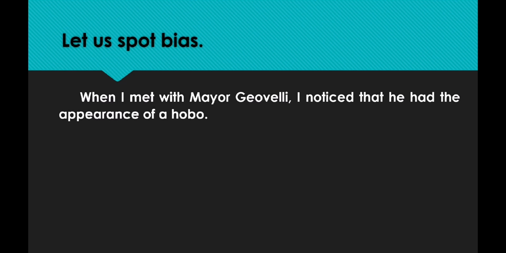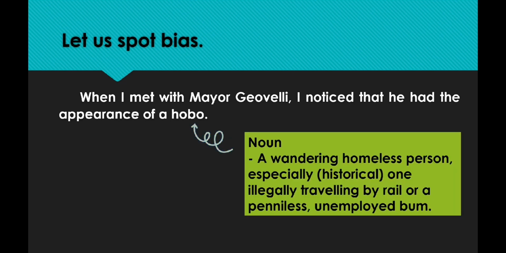Okay, so medyo mahaba yung paragraph kanina. Isa-isahin natin ngayon. Let us spot bias. The first one, when I met with Mayor Giovelli, I noticed that he had the appearance of a hobo. Paano naging bias ito? Tingnan natin.